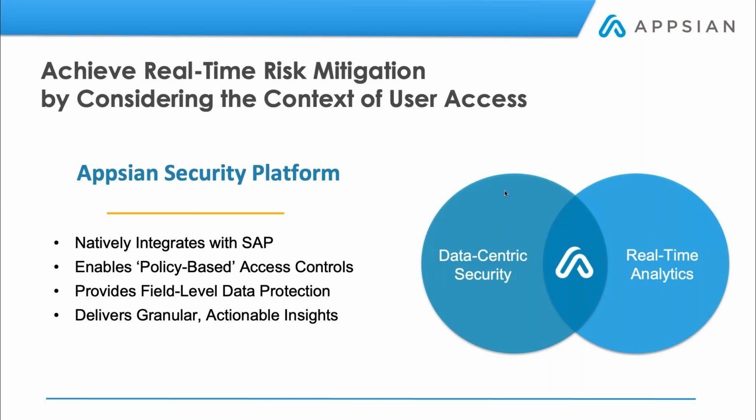So when we go back to our platform, the Appsian security platform, it's going to natively integrate with SAP. That's key. It's important. So it's going to allow you to work within the tools that you're already used to, and it's going to enable a policy-based access control, which provides that field level data protection and delivers granular actionable insights. So that's where we go back to that multi-pronged approach. You've got to have the understanding of what the users have done and what they have accessed to really be able to affect your security model.